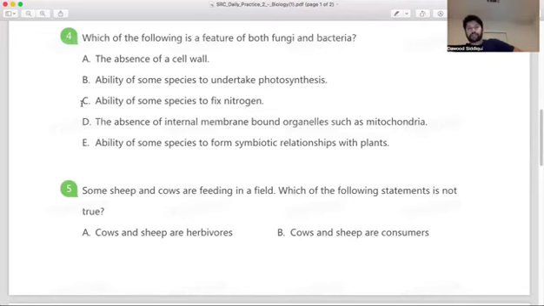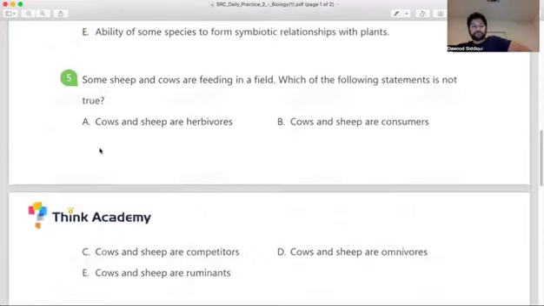C, ability of some species to fix nitrogen. Again, some bacteria can fix nitrogen and they help plants grow, but fungi do not do that. D, the absence of internal membrane-bound organelles such as mitochondria. This is also false because although bacteria do not have mitochondria, fungi still do. E, the ability of some species to form symbiotic relationships with plants. This is a true statement because fungi and bacteria can form these symbiotic relationships with plants and help the plants grow. So 4 is E.